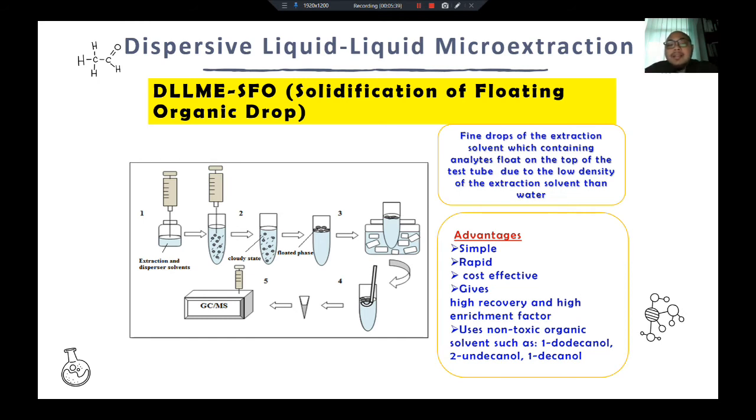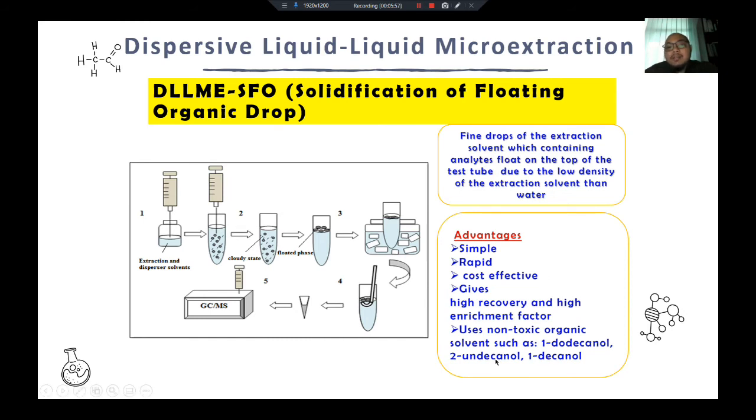That's it. Okay, so it will still form the cloudy phase, and then we centrifuge, so we can make them spread better, right? So the other thing is about the same lah. It's about the same. Okay, right.